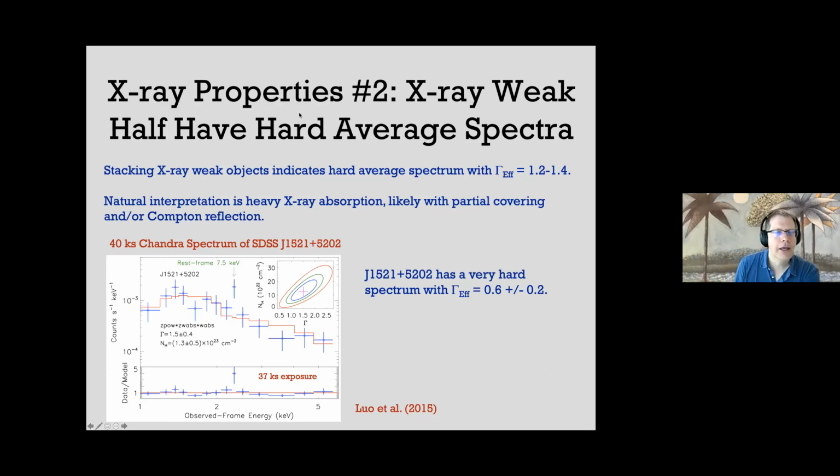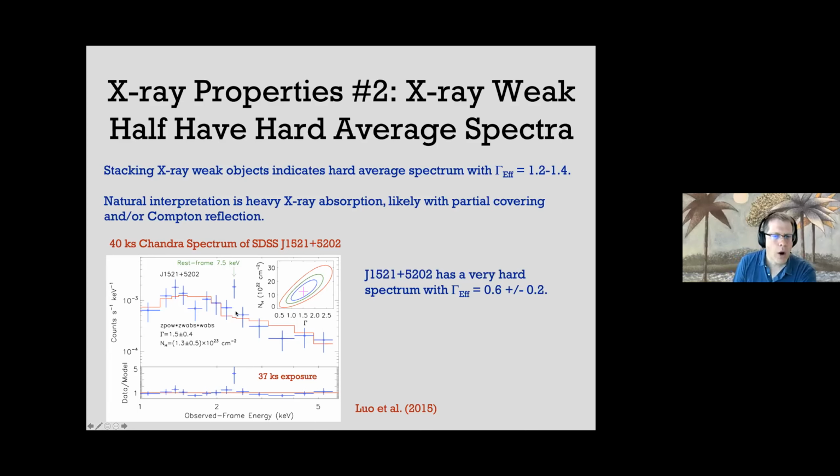Secondly, in terms of X-ray properties, if you look at the X-ray weak half of the population, well, they're hard to constrain in detail because they're X-ray weak. You don't have lots of counts to work with. But on average, when we look at our sample of X-ray weak systems and we stack their X-ray spectra, the data indicate hard average X-ray spectra with effective power law photon indices of like 1.2 to 1.4. The natural interpretation there is that there is some kind of heavy X-ray absorption, at least often present in these systems, likely with some kind of partial covering and/or Compton reflection coming into play.